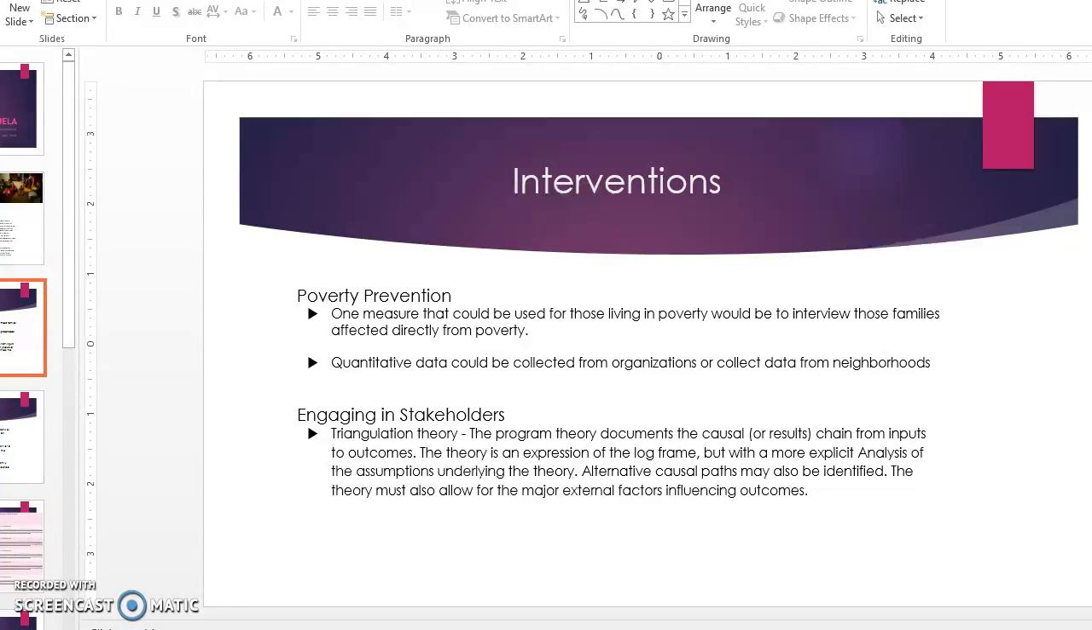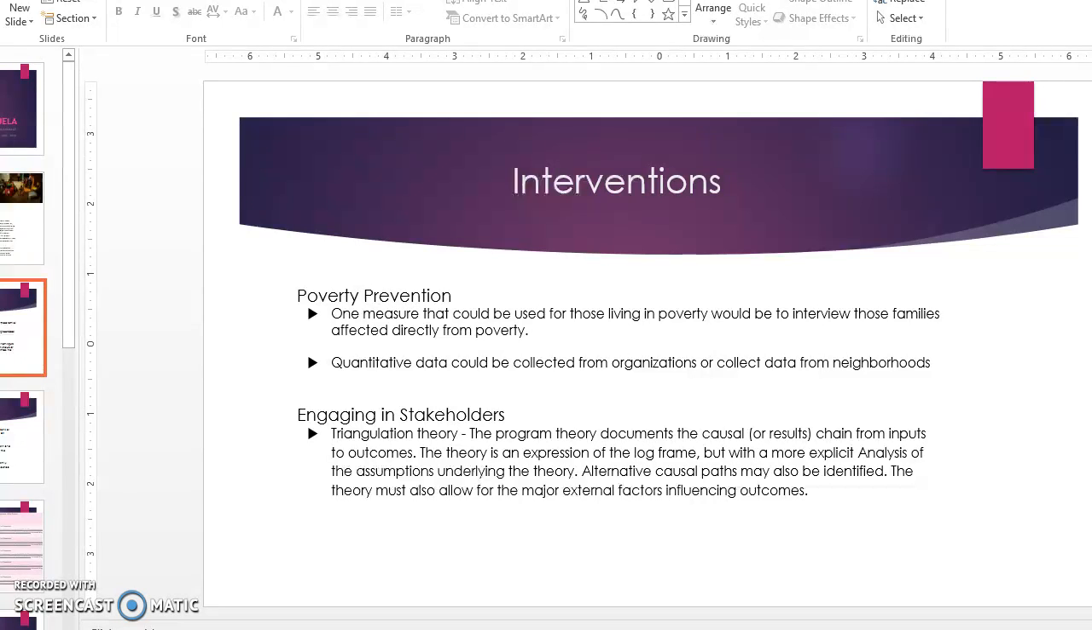Interventions to help in this situation with poverty, one measure that I found that could be used is to interview different families that are affected by this plight through quantitative data. Within this data, it could be collected throughout several months from neighbors to see exactly what could be done in order to help them to rebound, what could be gathered, and what is being done to help different families in certain situations.